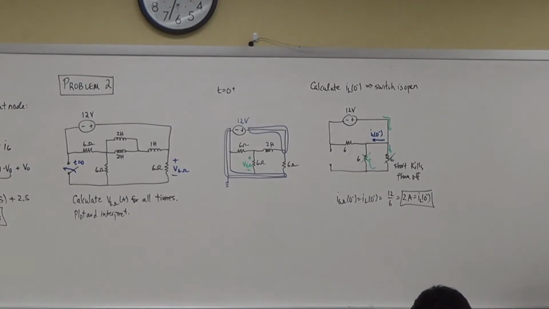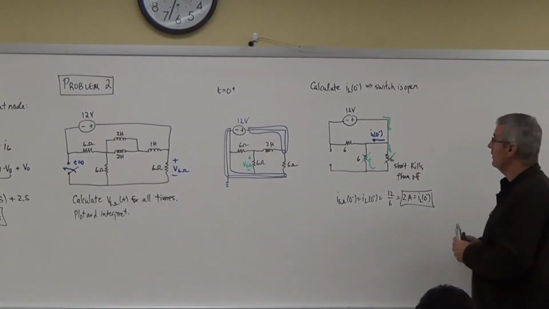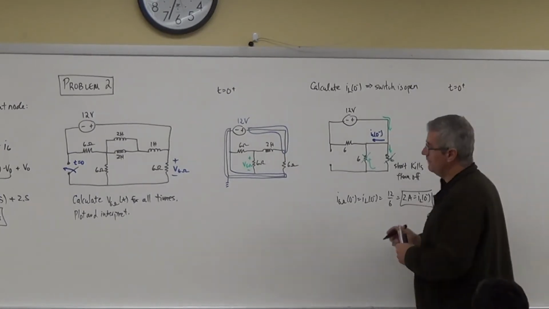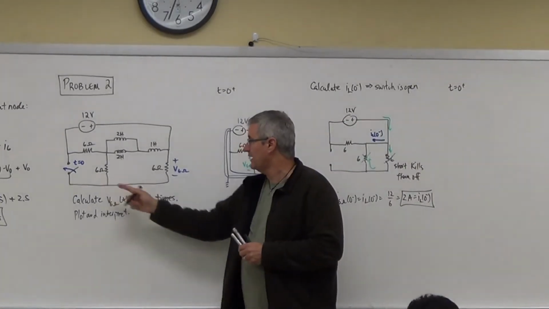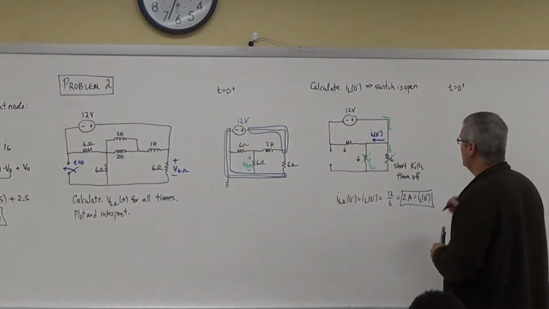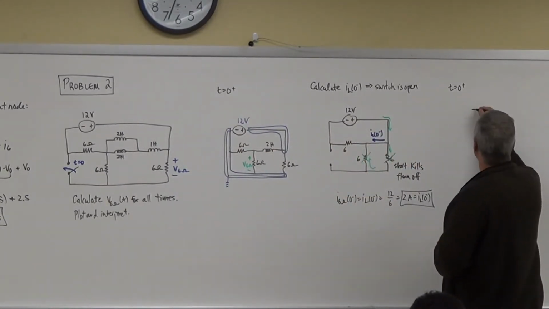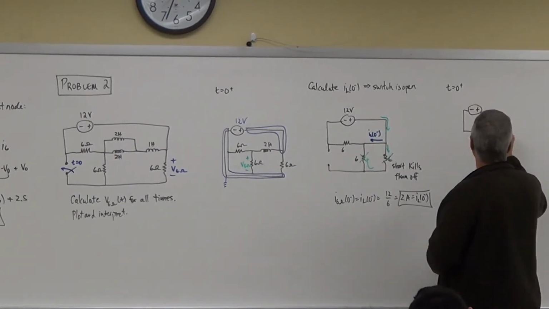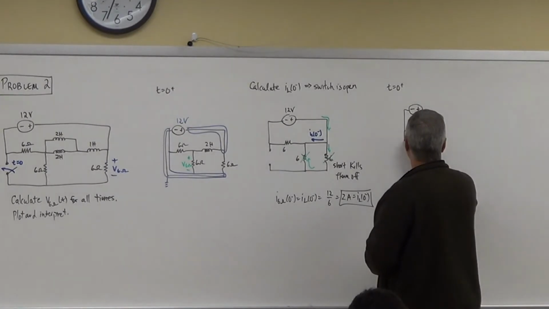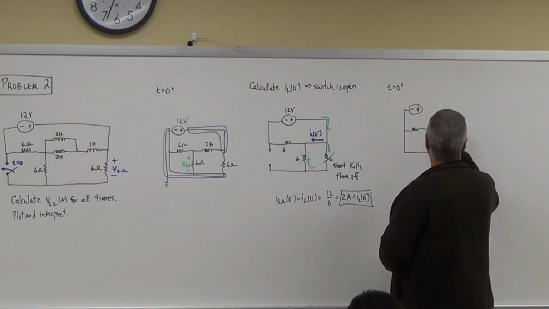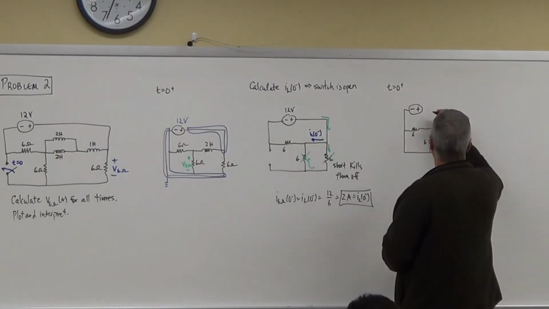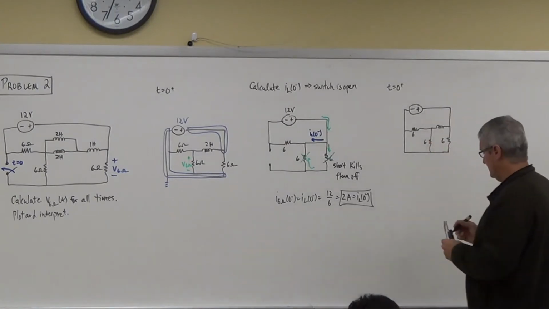Okay, so now the switch is thrown, so now we're looking at 0 plus. When I put that 0 plus, I now don't have this open anymore. So my circuit then looks something like this. I'm going to get 6, 6. Then I'm going to get my inductor here. That's 6 here. Like this.